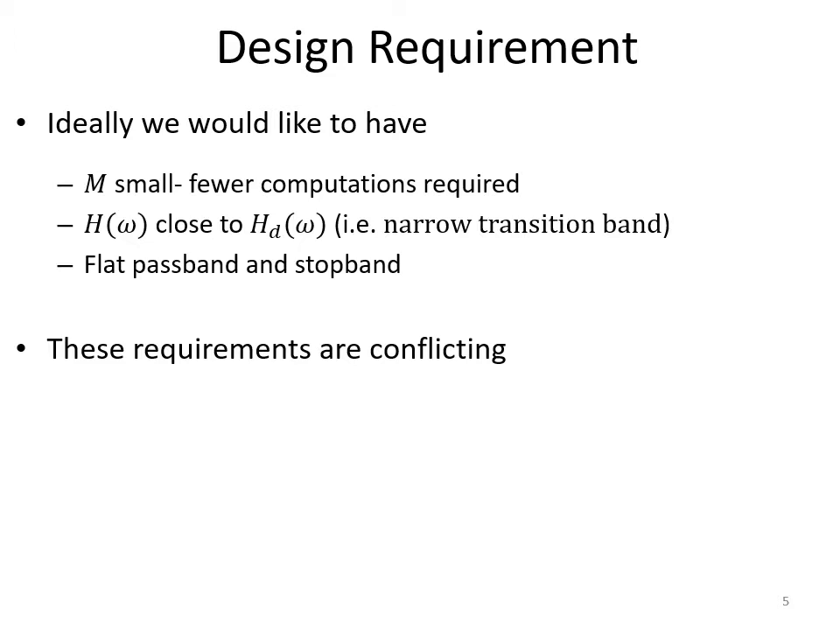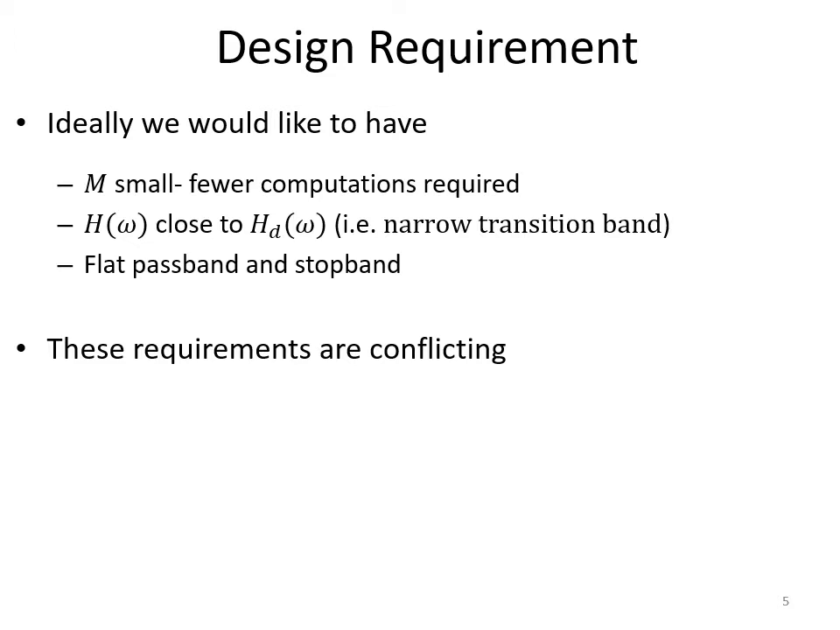If we have a large value of M, it means you have to perform more computations in real time, you need a more powerful processor, right. So obviously M should be as small as possible so that you can implement your filter on cheaper alternatives, right. So that is one thing to consider while designing the FIR filter. Another fundamental requirement is H of omega should be as close as possible to Hd of omega. Hd of omega, as you know, is the ideal filter requirement, and H of omega is the practical filter design. So it should be as close as possible.